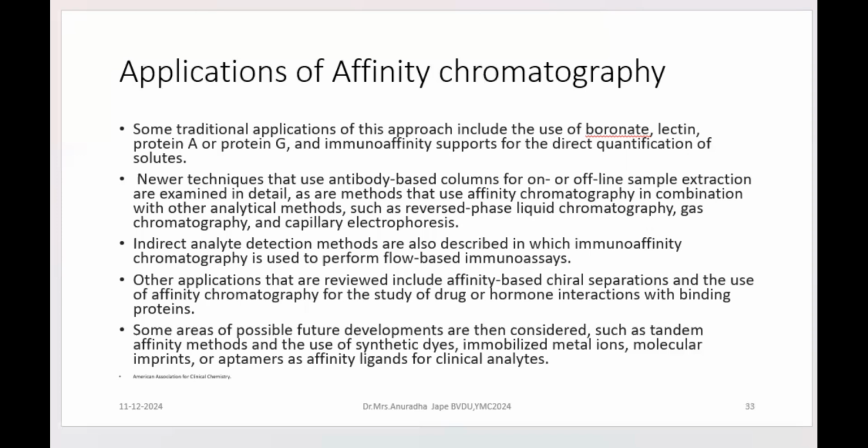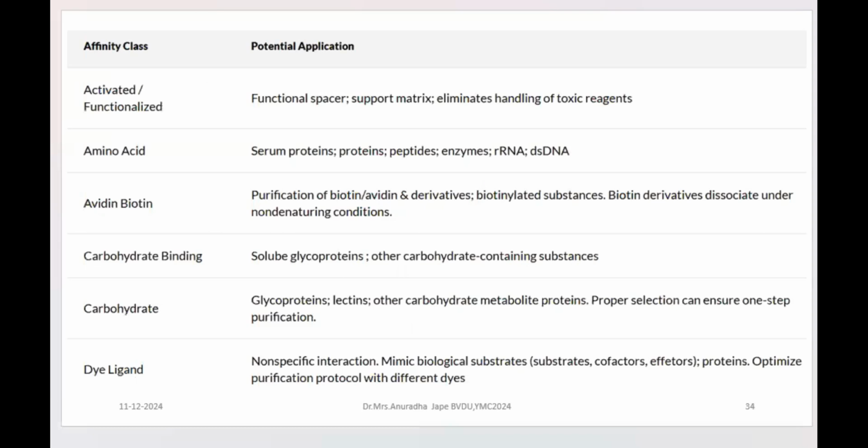Further developments of affinity chromatography, then synthetic dyes, we have talked about it yesterday, right? Mimic dyes, biomimetic dyes, we have talked about it. Then immobilized metal ions, we have taken the example of calcium ion and other metal ions also. Then molecular imprints or aptamers. Aptamers, that is single stranded polynucleotides which are used, that we have discussed in the previous lecture. So all these can be used when you are talking about affinity methods for purification, quantification, and assays of the system.